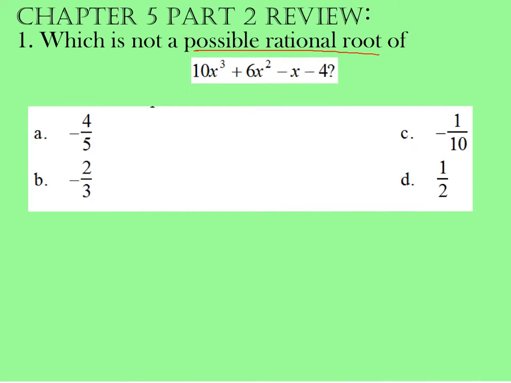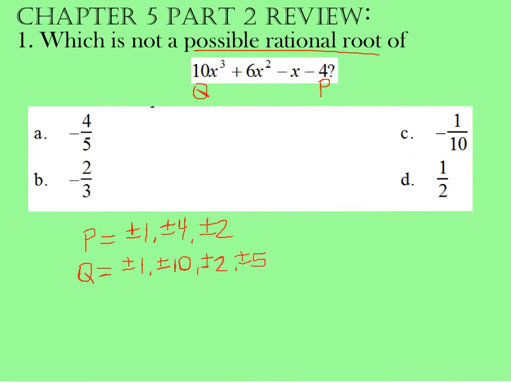So we're going to identify our constant term, our p, and that's negative 4. And we're going to write all the factors of that constant term. So we have 1 times negative 4, negative 1 times positive 4, and negative 2 times positive 2. So we have all of them plus or minus 1, 4, and 2. Then we're going to identify our lead coefficient, our q. All the factors of our lead coefficient, anything that multiplies to be 10, so we have plus or minus 1, plus or minus 10, plus or minus 2, and plus or minus 5.